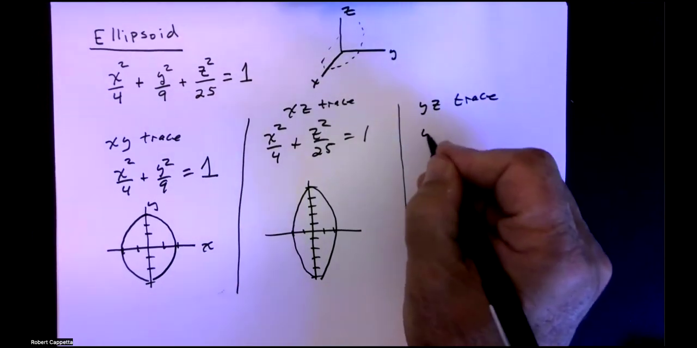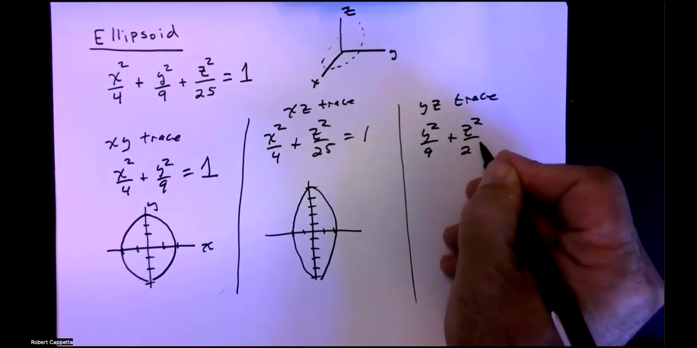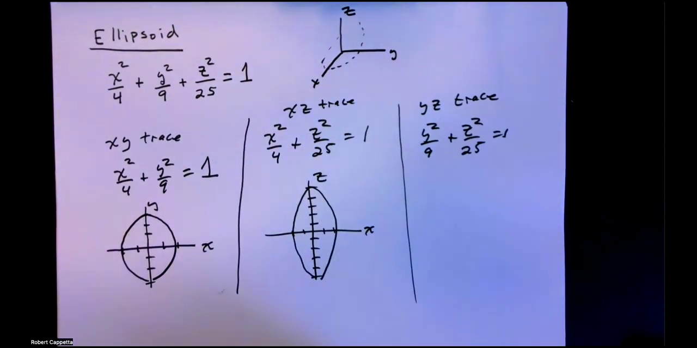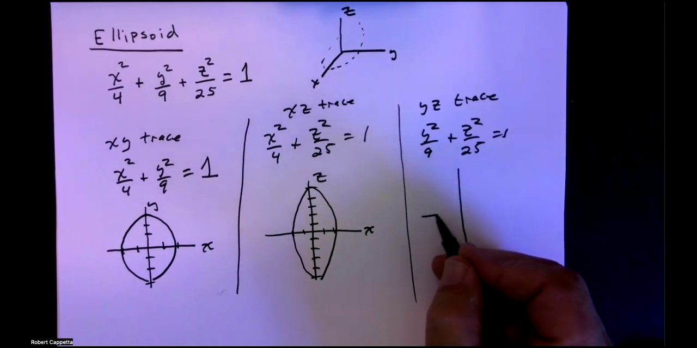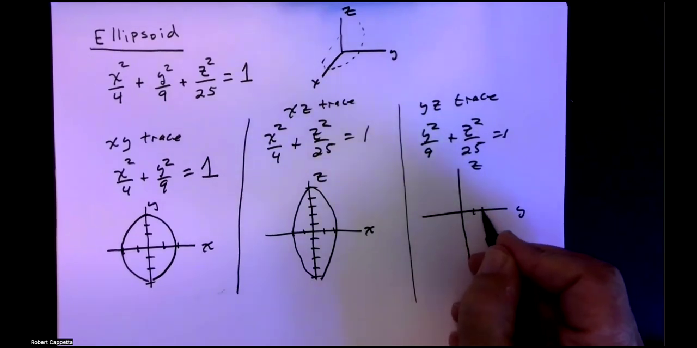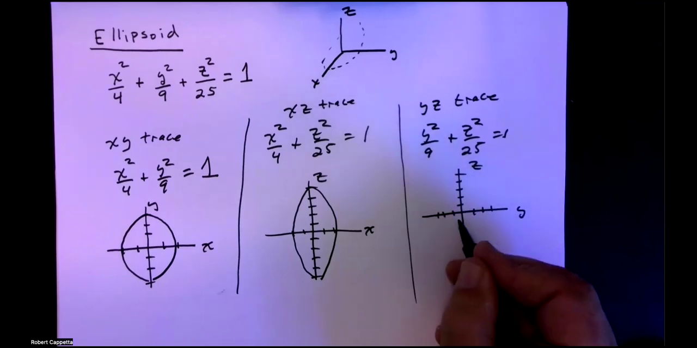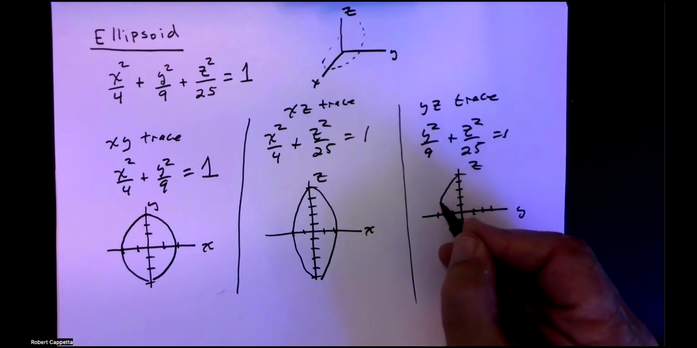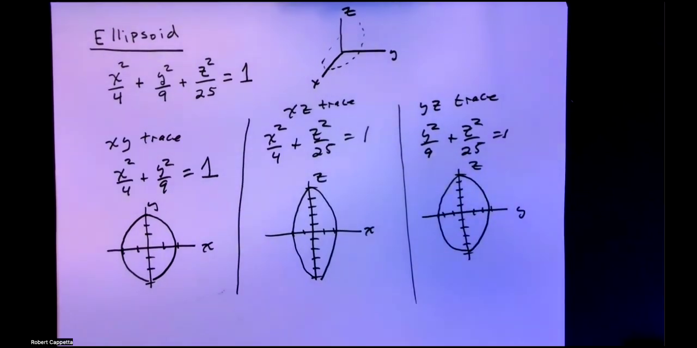What is the yz trace? y squared over 9 plus z squared over 25 is 1. So again, we can draw yz. You'll see y is out to 3 and z is up and down 5. So here's y, here's z. So y is out to 3, z is up to 5. And then we're going to connect this one. Can you see how all of these things fit together?